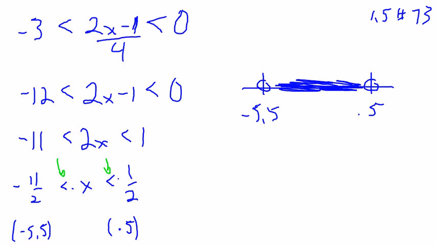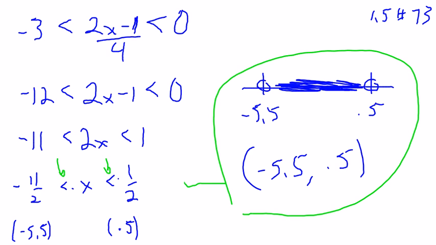Now to do interval notation, I go from negative 5.5 to 0.5, and I do not include the ends, so I use parentheses. If I had a closed circle as a result of a less than or equal to sign, I would use a bracket. So that's our answer right there. Well, I guess it also includes this.